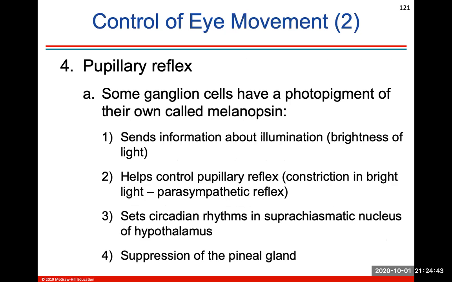The pupillary reflex will be important to control how much light goes to the back of the eye. It's controlled by, it will be constricted by the parasympathetic reflex, and your pupils will be dilated by the sympathetic reflex. It will be suppressed in the pineal gland.